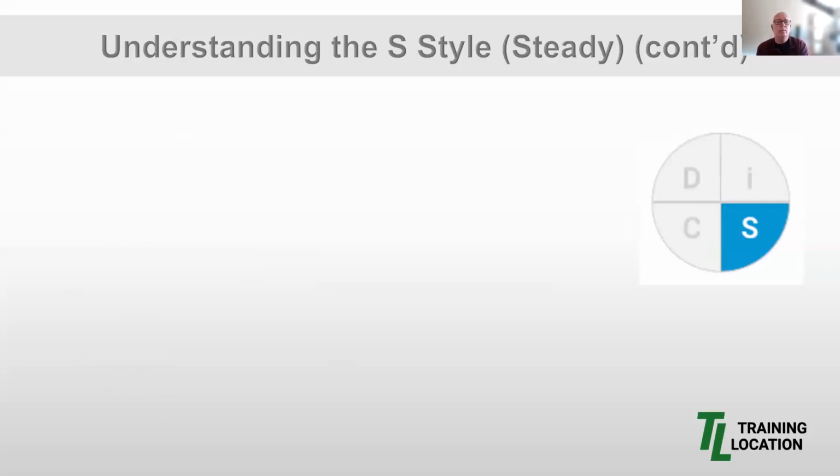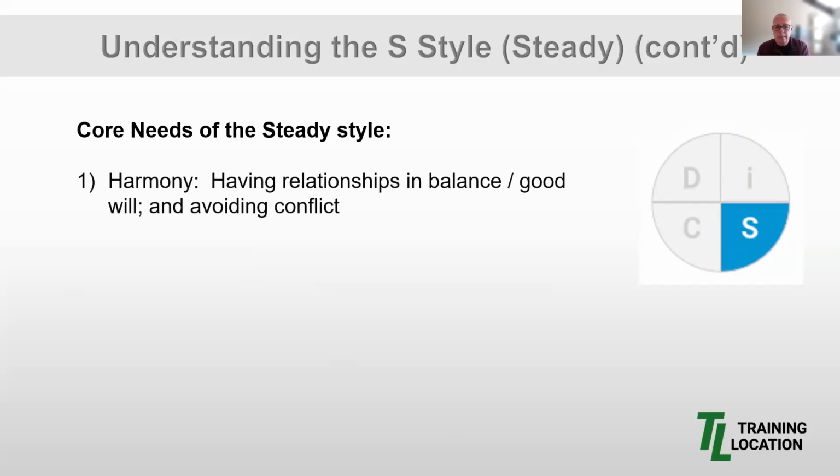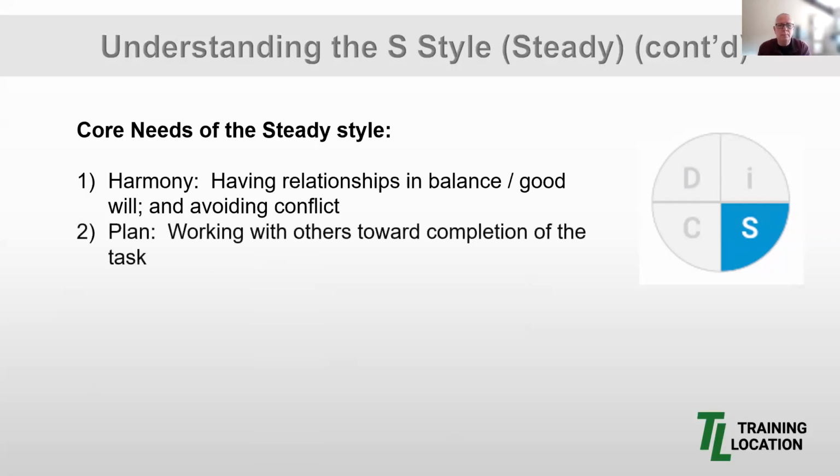Now, the following information is directly from Wiley Publishing Research. As we dive further into understanding a particular style, we need to look beyond simply observable, I also might say noticeable or visible or discernible behavior. Each style has what I call its core needs. The core need of an S is simply harmony, and that is having relationships in balance with goodwill and avoiding conflict. The other core need is having a plan, and specifically working with others toward completion of the task.